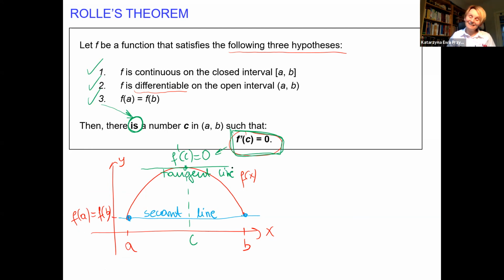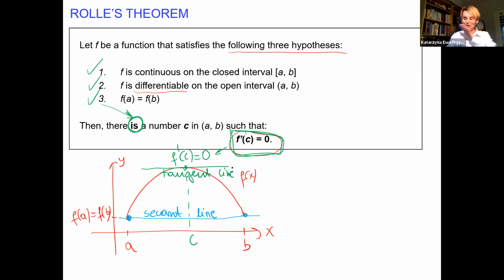And also the secant line represents the average rate of change. It's zero because we can see the line is not changing, it's horizontal, not rising, not falling. The secant line represents the average rate of change between a and b. The tangent line represents the instantaneous rate of change at c. And they end up being the same.